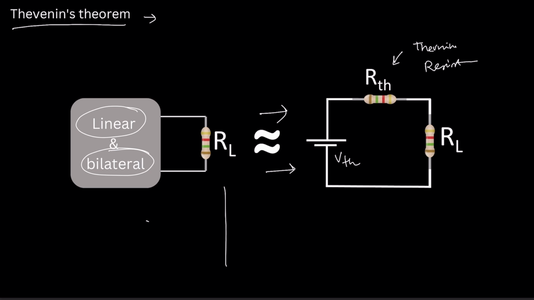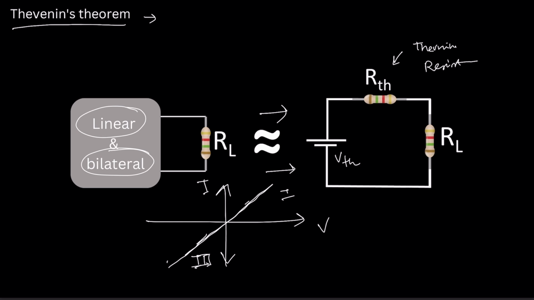You know, for VI characteristics, if this is V and this is I, then this first coordinate and this third coordinate, these two coordinates, the characteristic should be identical, like resistance. For resistance, the first coordinate and third coordinate are the same. That means resistance is a bilateral component. But suppose for a diode, we know that it looks like this. That means the first coordinate and third coordinate are different. Diode is a unilateral circuit.